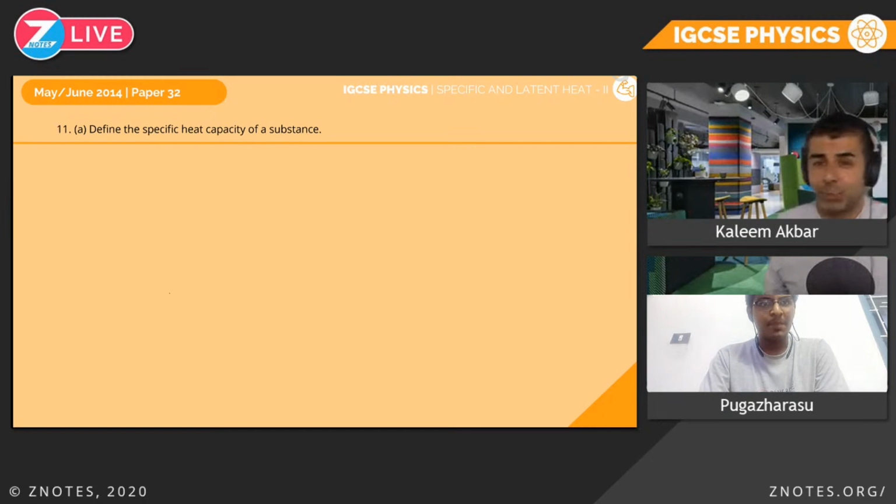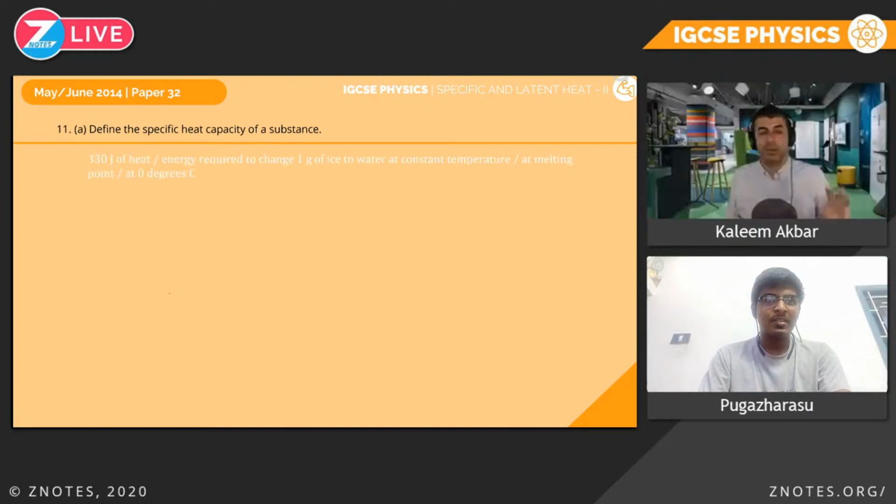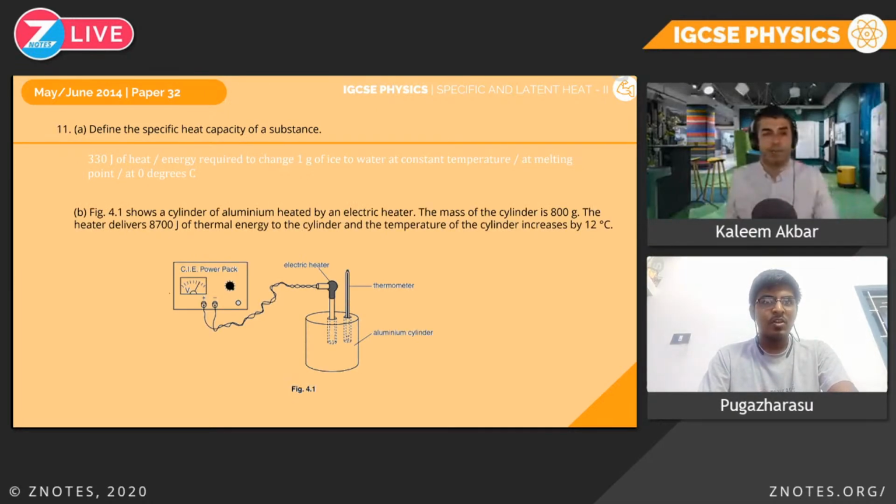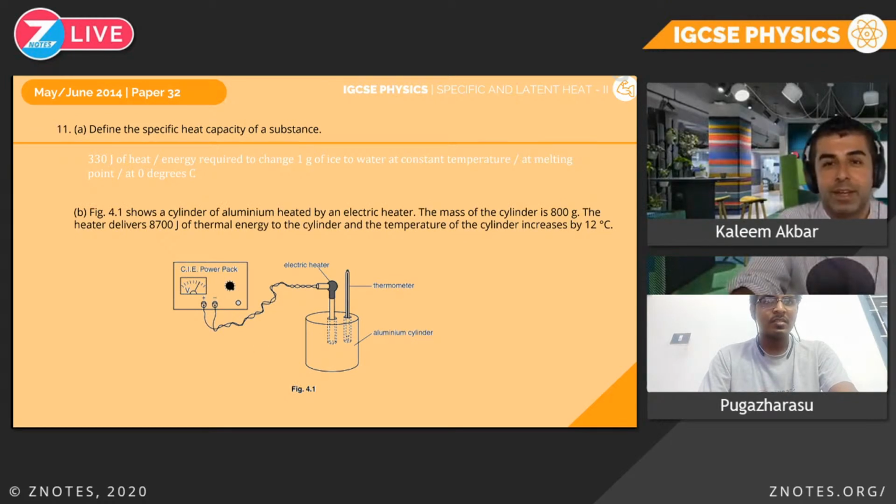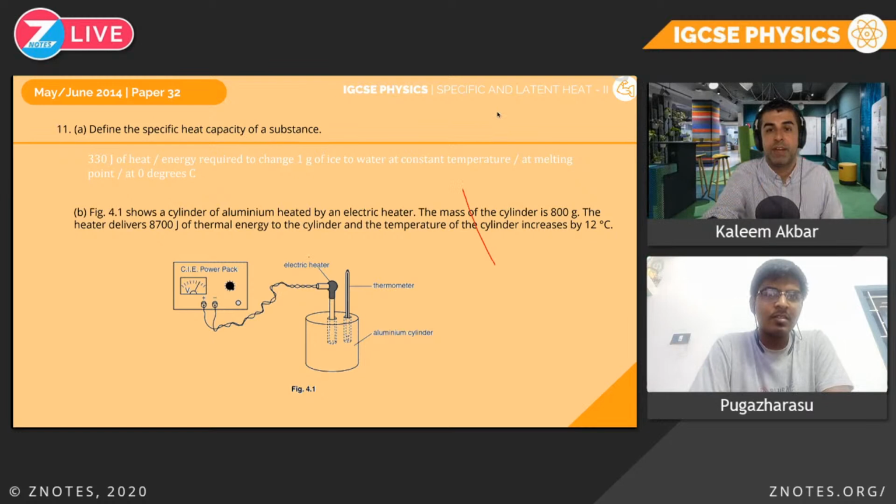Yep. Define the specific heat capacity of a substance. The energy needed to raise 1 kilogram of a substance by 1 degree Celsius. That is the specific heat capacity. So let's ignore what's written. Okay, ignore that completely. All right. Figure 4.1.